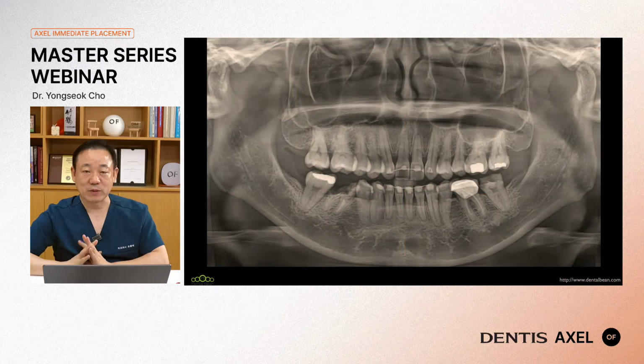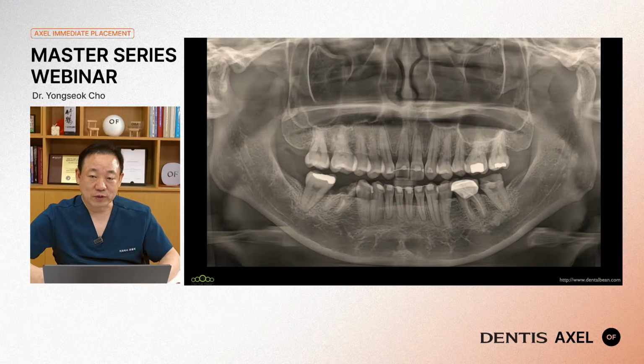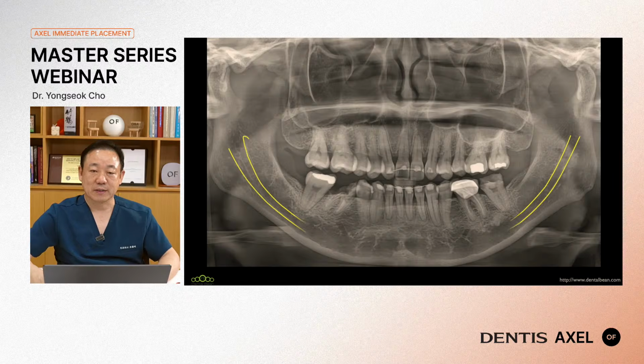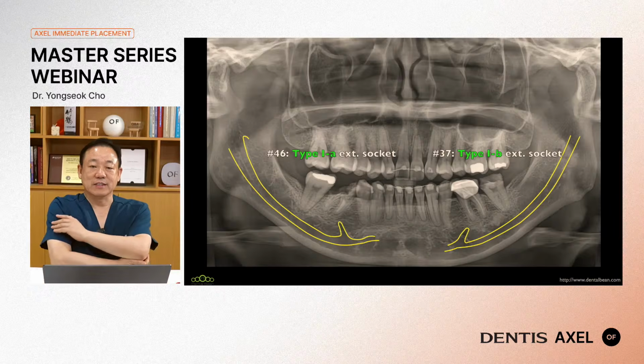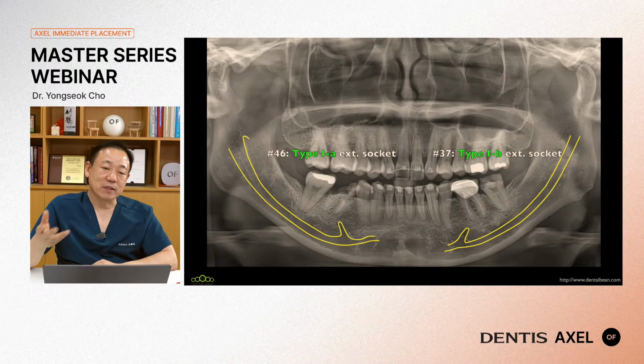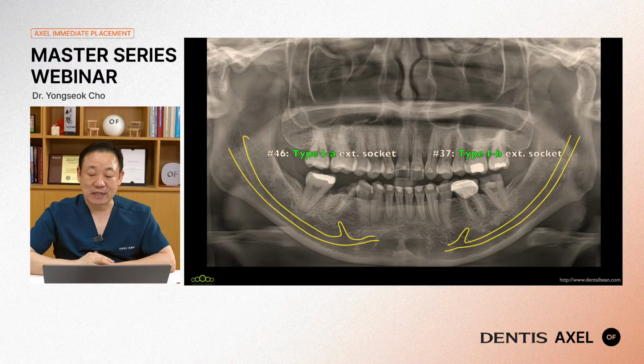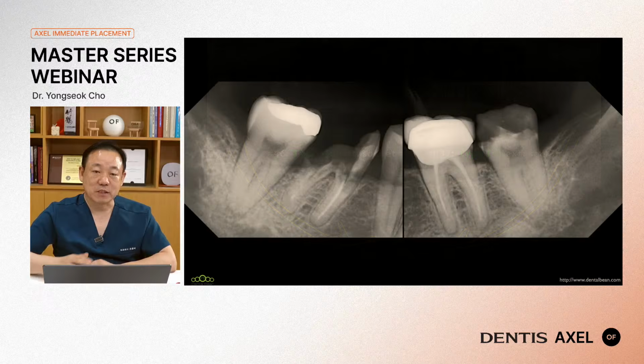In the panoramic radiographic image, look at the mandibular canal. Let's trace the mandibular canal, like this. The mandibular canal is far away from the root, so they belong to type 1A extraction socket. It has sound and sufficient available apical bone height. So this is the best indication of immediate implant placement after extraction. This is the periapical view.